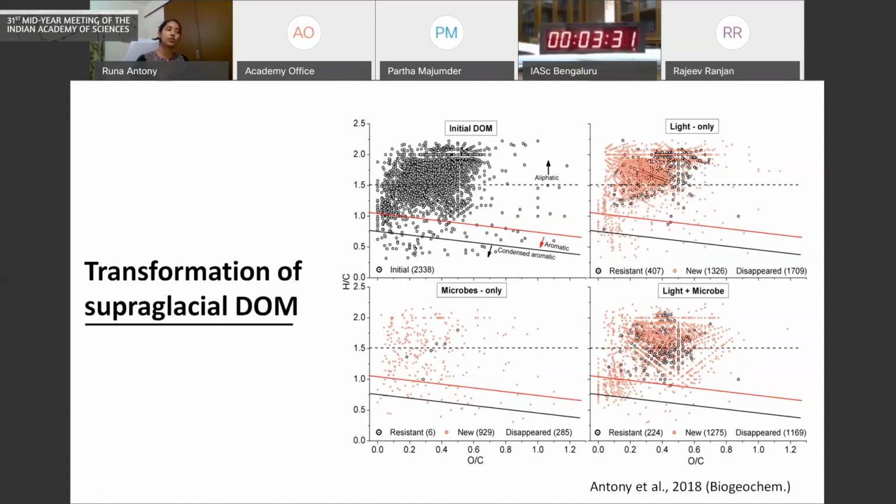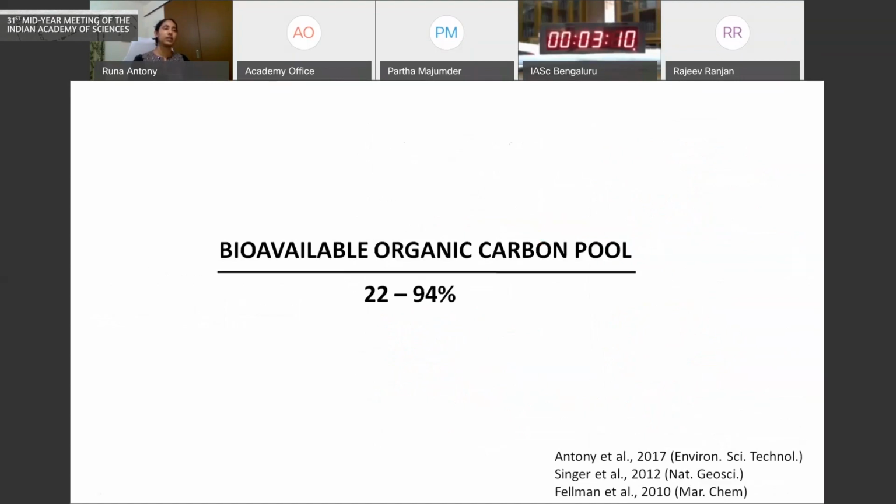And these processes were also important, interestingly, in transforming compounds that we traditionally consider to be refractory, like black carbon, dissolved black carbon, and lignin and tannin molecules, etc. And thus, photochemical and microbial processes occurring individually or in combination played a very crucial role in determining the composition of the bulk organic matter in these environments. And our studies and that of others show that about 22 to 94% of the supraglacial carbon is actually bioavailable.